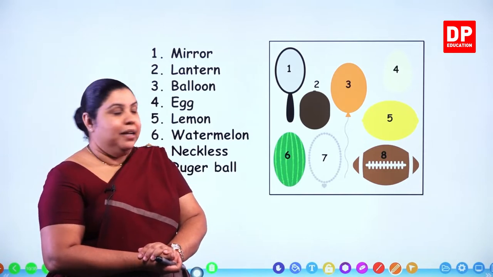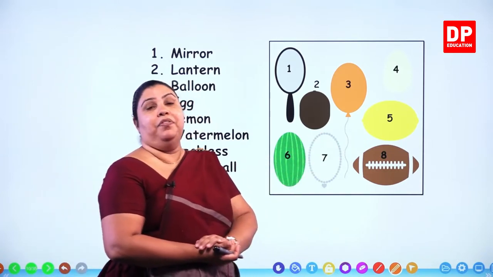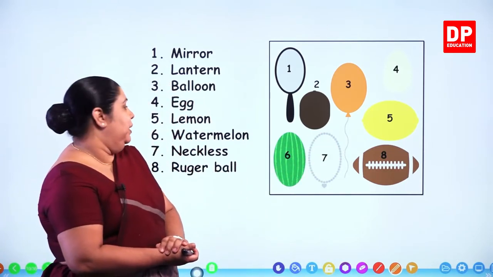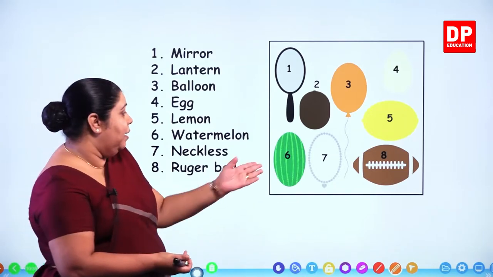Lemon is always in the shape of an oval. Then watermelon, number 6.